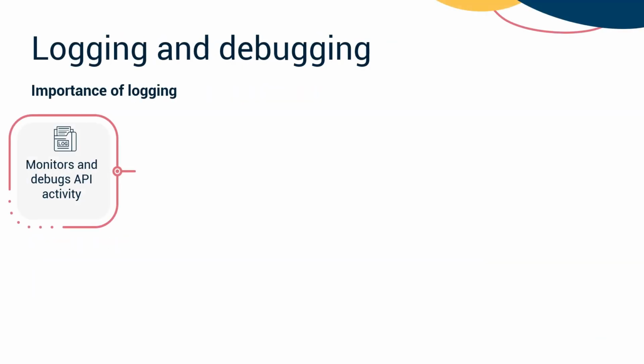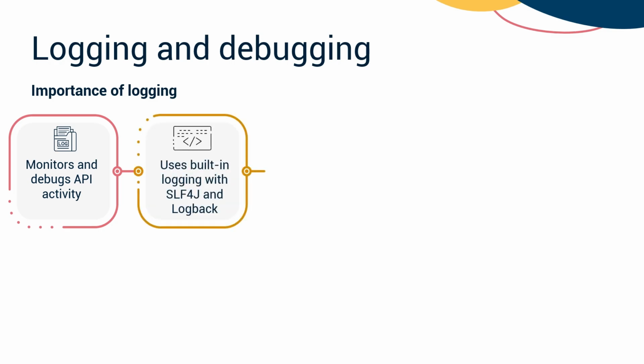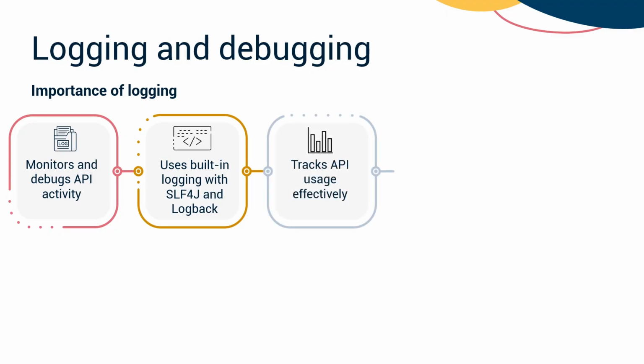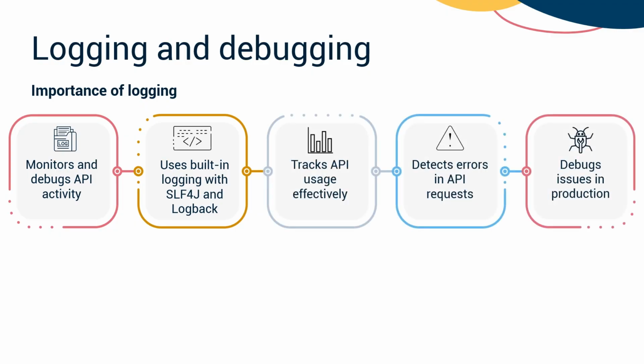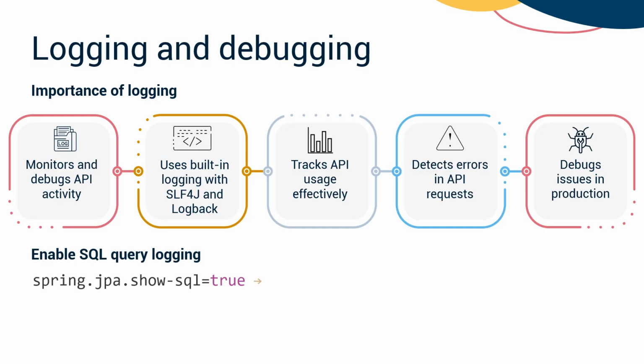Logging helps monitor API activity and debug issues. Spring Boot includes a built-in logging system that uses SLF4J and Logback. Logs track API usage, detect errors, and help debug production issues. Enable SQL query logging to track database interactions. Adding this property to application.properties displays raw SQL queries.